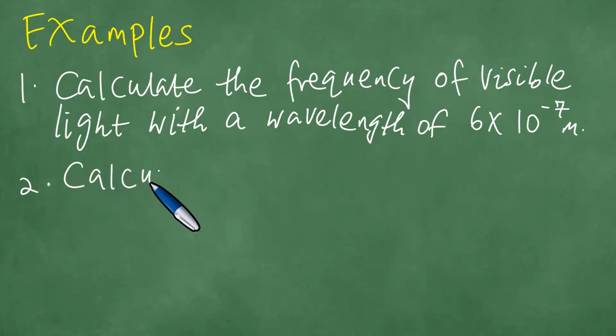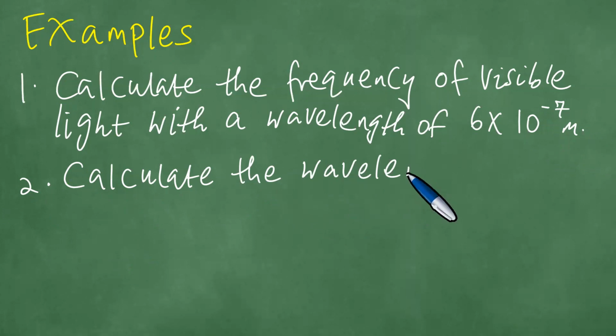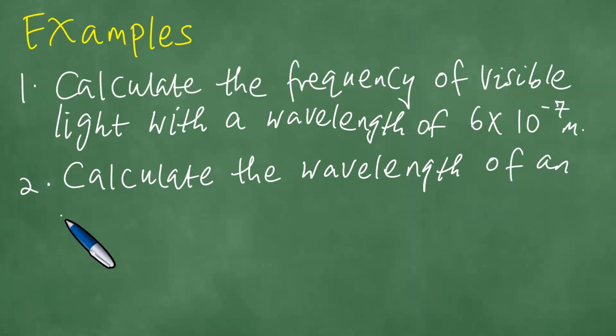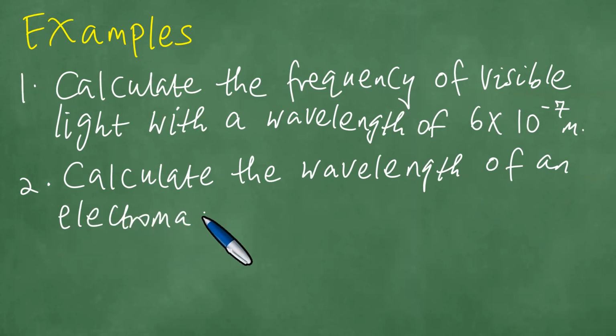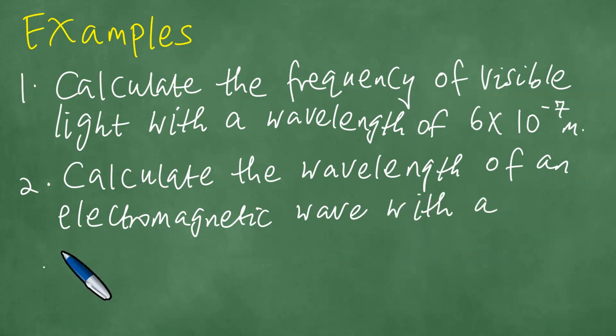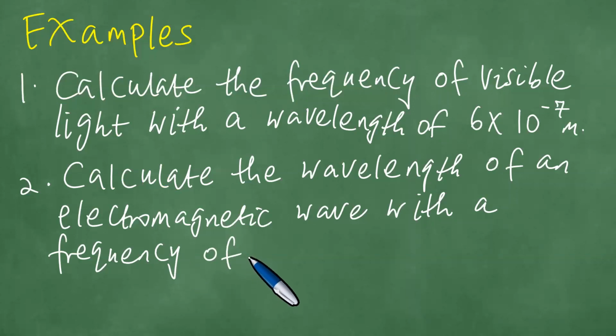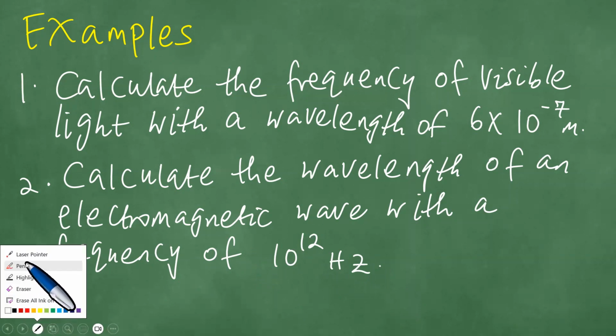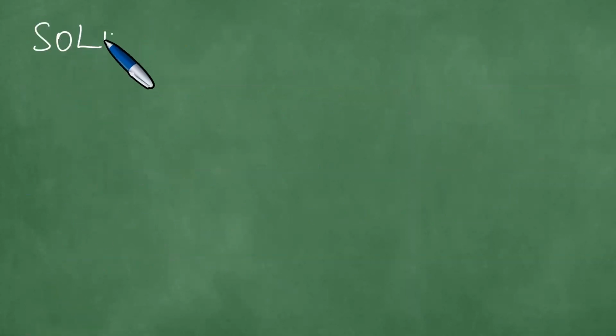Example 2: calculate the wavelength of an electromagnetic wave with a frequency of 10 to the power 12 hertz. And we present a solution to this one. Let's look at the solution step by step.